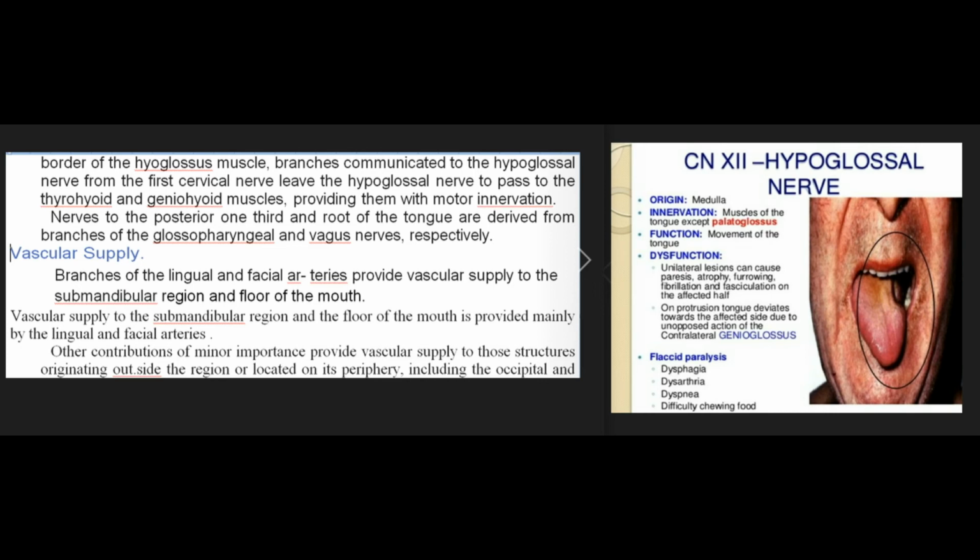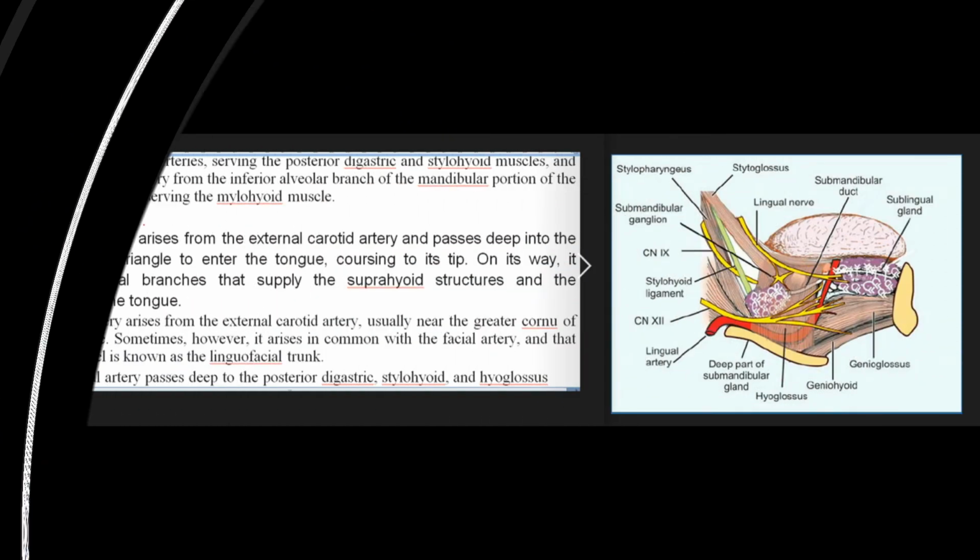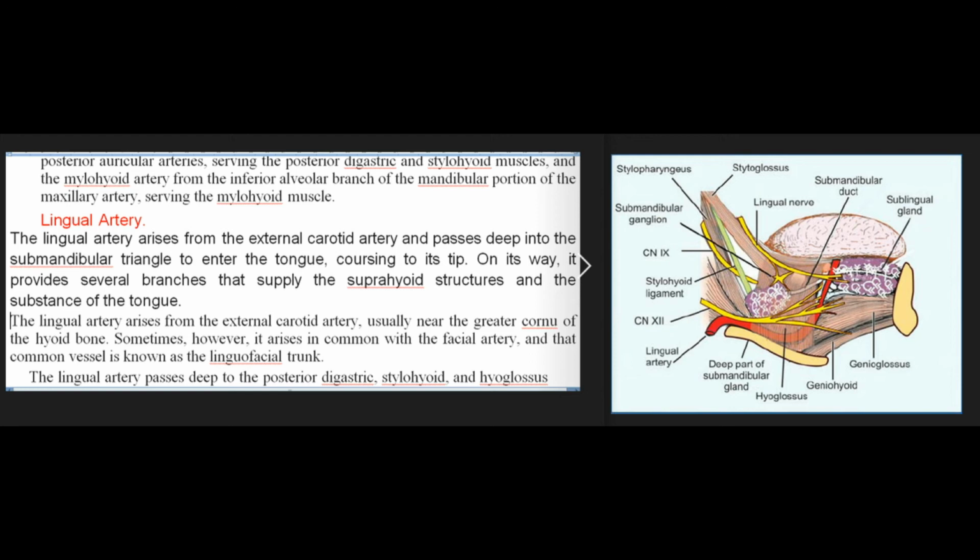the mouth. Vascular supply to the submandibular region and the floor of the mouth is provided mainly by the lingual and facial arteries. Other contributions of minor importance provide vascular supply to those structures originating outside the region or located on its periphery, including the occipital and posterior auricular arteries, serving the posterior digastric and stylohyoid muscles, and the mylohyoid artery from the inferior alveolar branch of the mandibular portion of the maxillary artery, serving the mylohyoid muscle. Lingual artery.